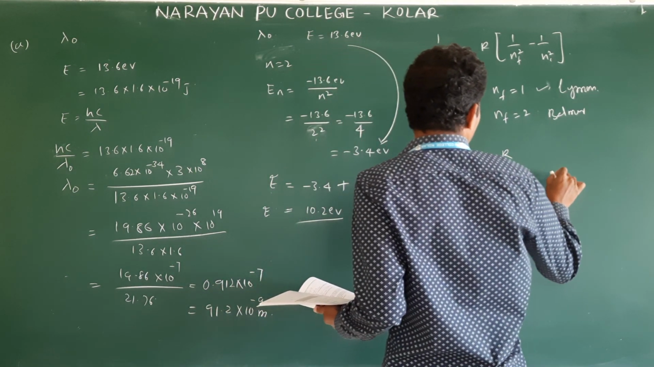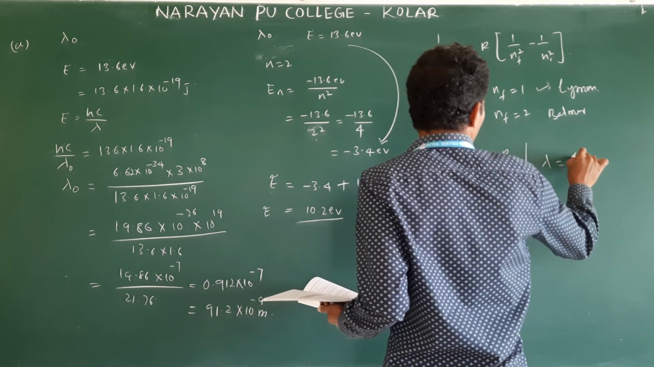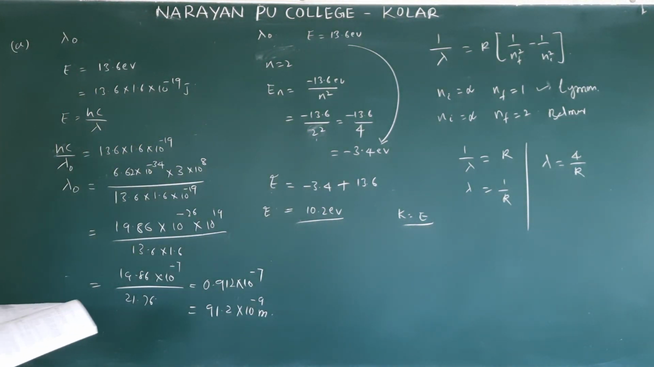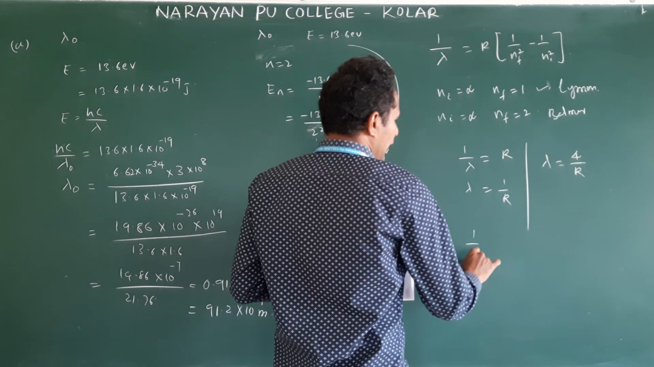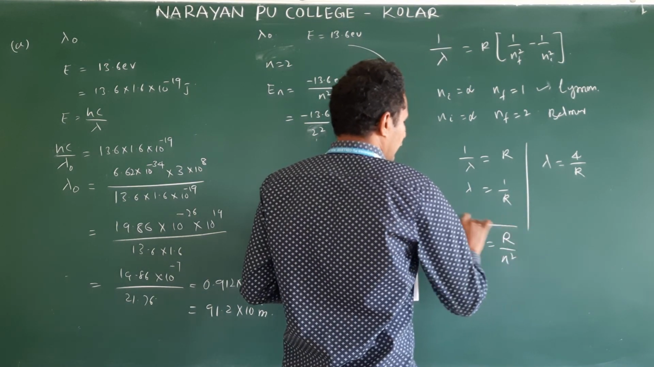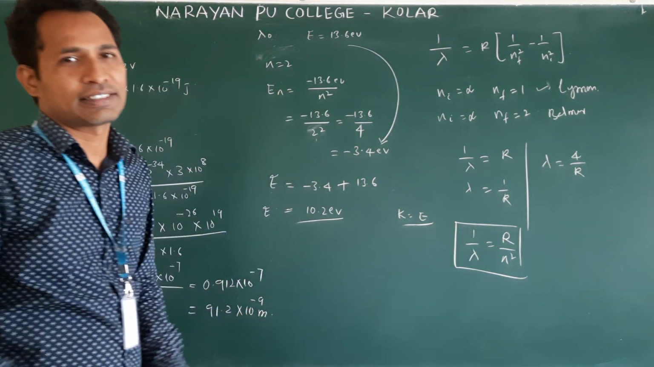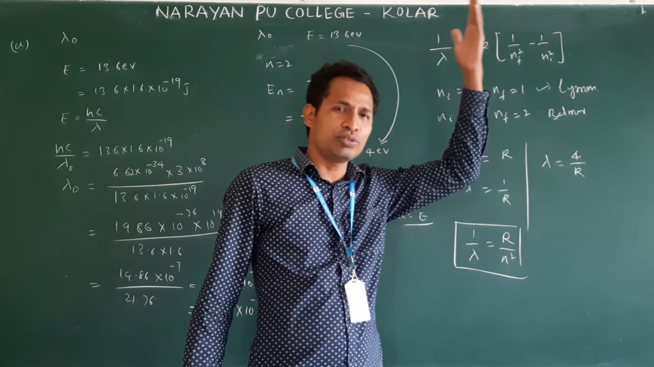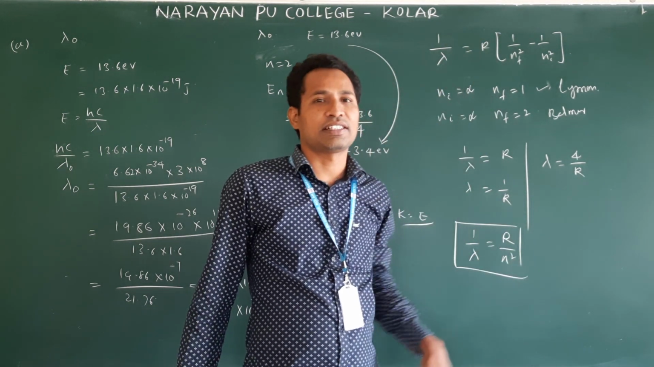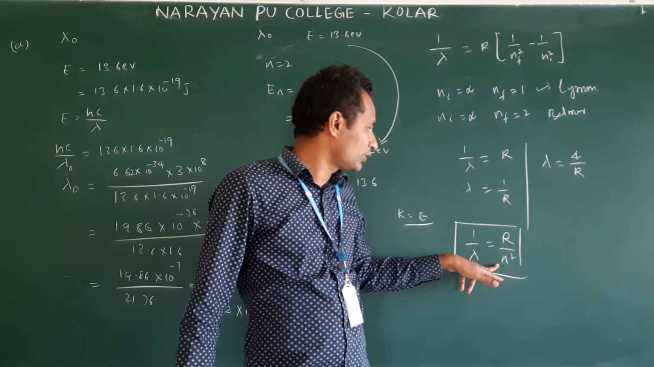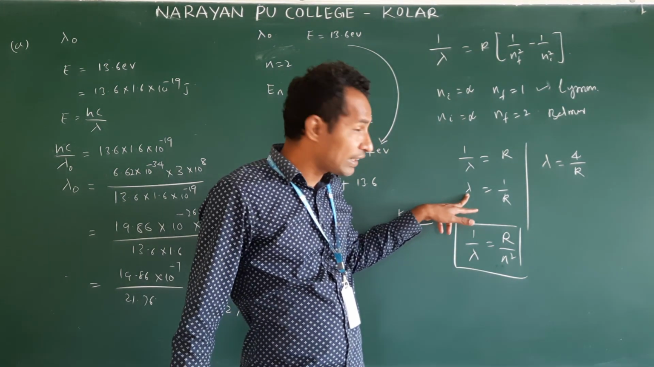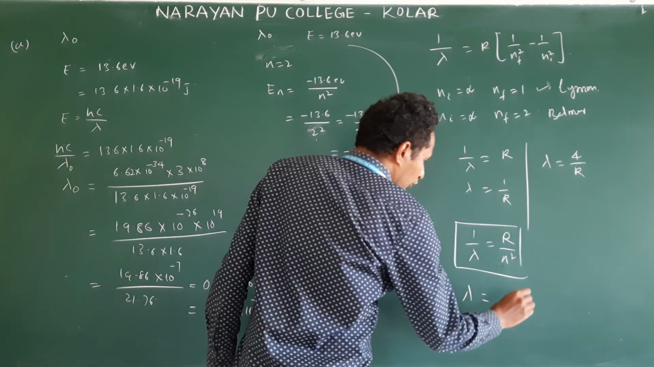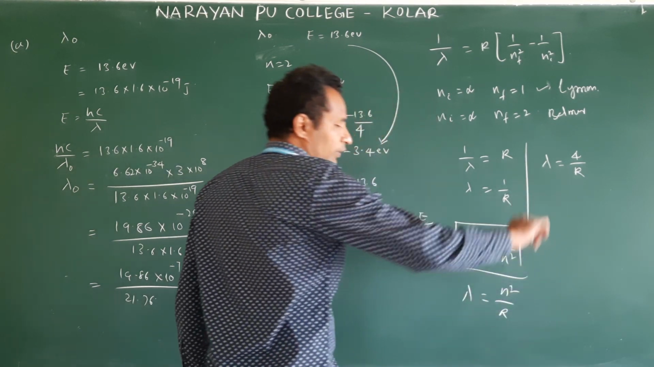This is for Lyman. If you want to calculate Balmer, what do you get? 4 by R. So the general formula for the series limit is 1 by lambda is equal to R by n square. For the Lyman series, what was the final state? Where does it jump to? n is equal to 1. From higher energies, finally it comes to the ground state, so the n value is 1, so R by 1. If you make lambda the subject, lambda is equal to n square by R.